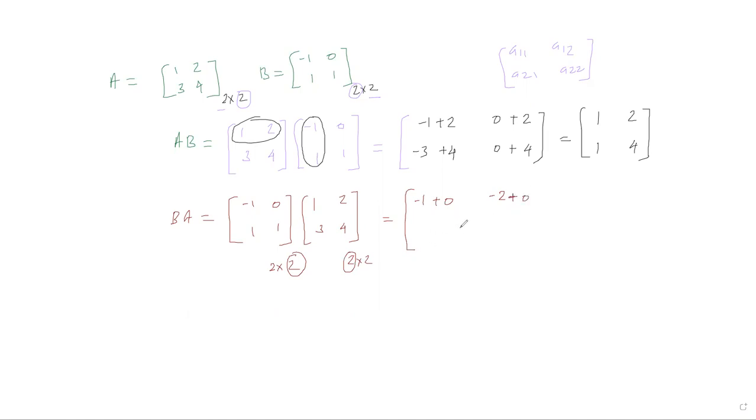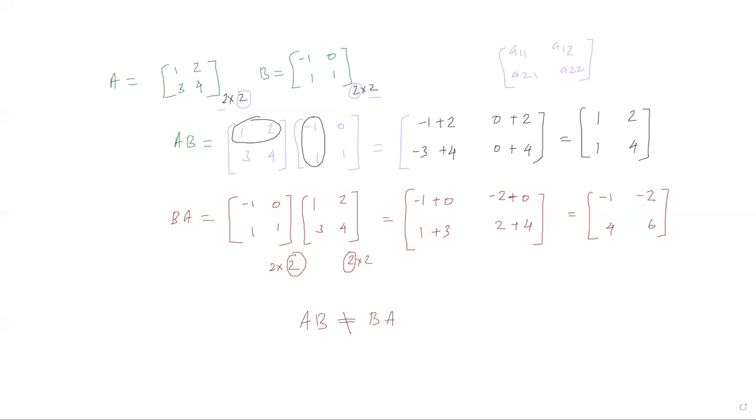First row into first column is done, first row into second column is done. Second row into first column: 1 into 1 is 1, plus 1 into 3 is 3, giving 4. Second row into second column: 1 into 2 is 2, plus 1 into 4 is 4, giving 6. So you got -1 -2, 4 6. Here you can see that AB and BA both exist, but they are not equal. In some situations even BA does not exist. In some situations BA exists, but they are not equal. Clear?